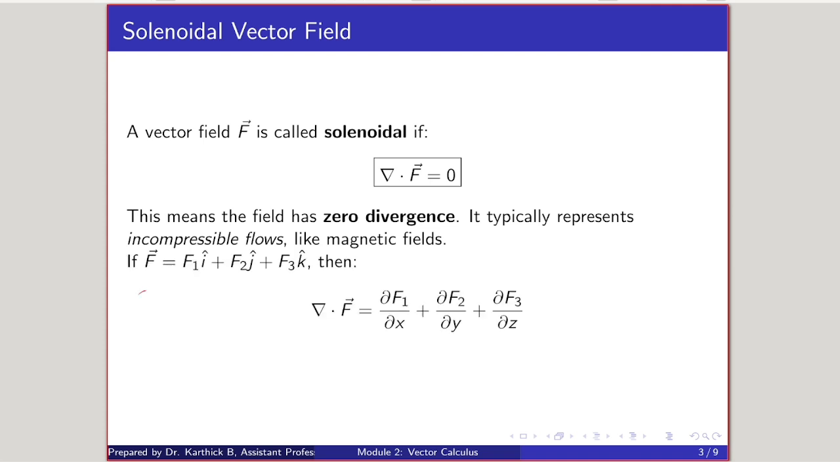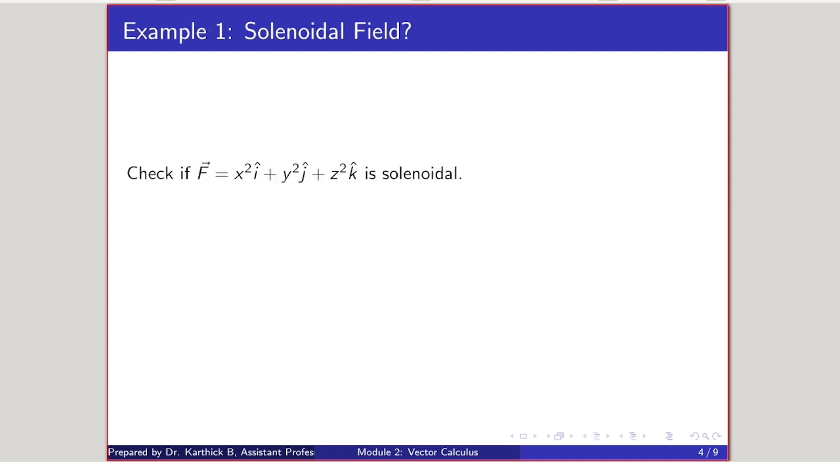Let me take F vector equal to F1 i cap plus F2 j cap plus F3 k cap. Then how do you write the gradient dot F vector? It will be dou F1 by dou x plus dou F2 by dou y plus dou F3 by dou z. If this is equal to 0, then I will say this vector field is solenoidal. That means all the values should be 0 because there is a sum of 3, so each of these differentiations should be 0. Then only it is possible to finally get 0. Let me go for a problem.